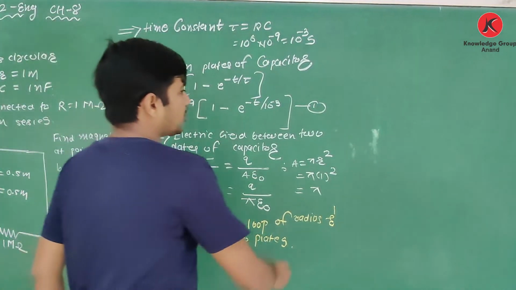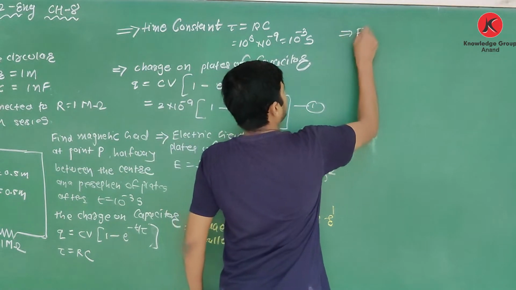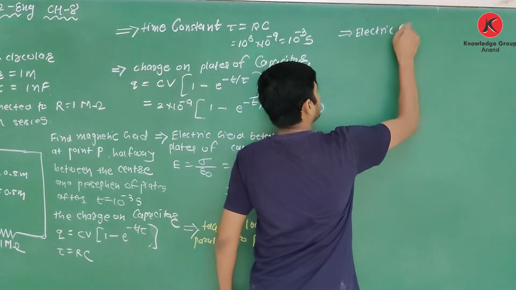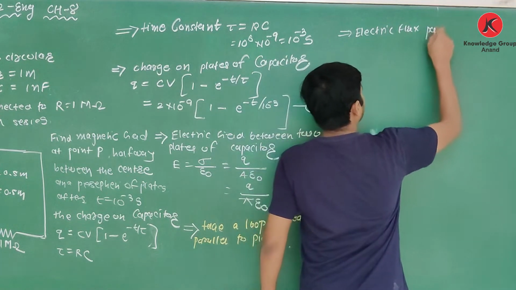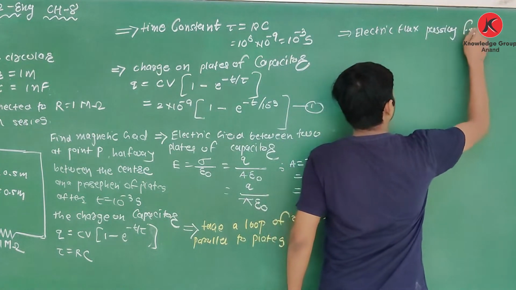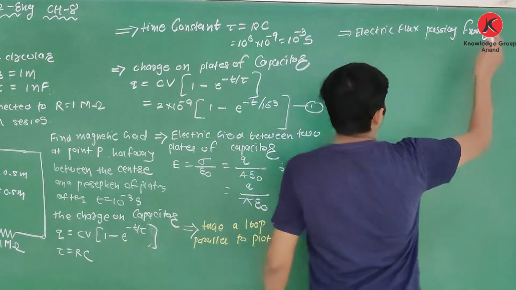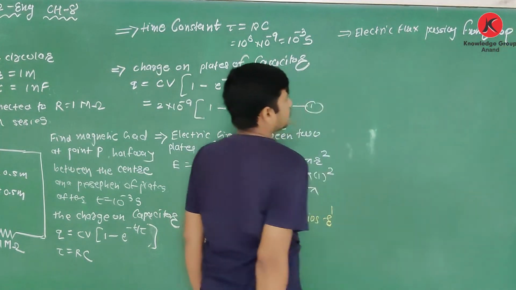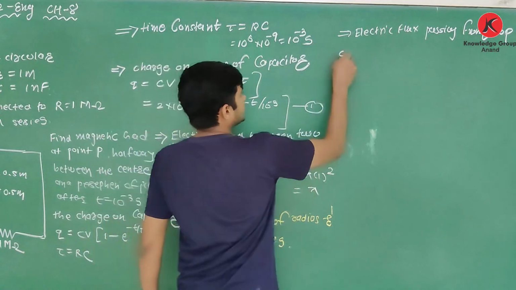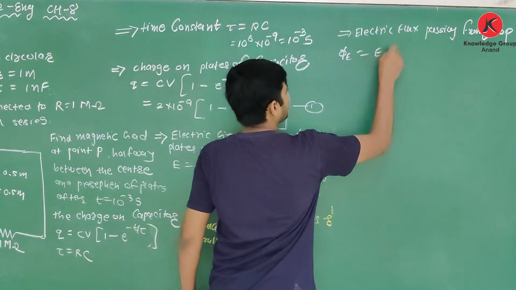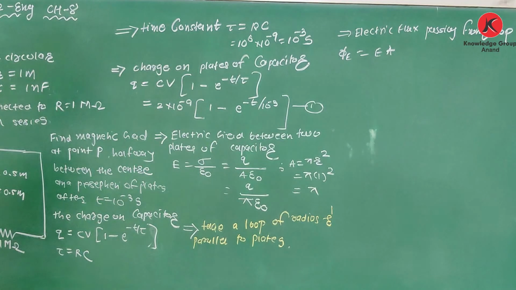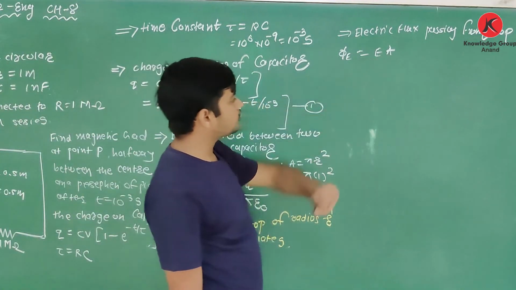Electric flux passing from the loop. So the electric flux passing from the loop, phi E, is equal to, we know, E into A. And see what is the angle between E and A. This loop is parallel to this plate, so obviously the area vector is perpendicular. Yes or no? So the electric field and area vector will both be in the same direction. So you can write directly it is E into A.